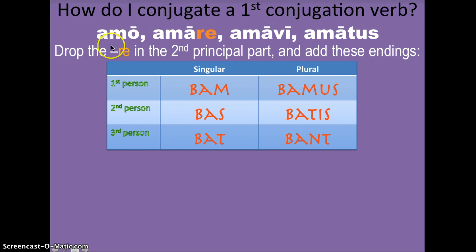Okay, so if you looked in a dictionary for the verb love, you would find these four principal parts: amo, amare, amavi, amatus. In order to conjugate in the imperfect tense, you will drop the re from this second principal part and add these endings: bam, bas, bat, bamus, batis, bant. Again, cutting off that re, you have that ama stem, and then you're going to add bam, bas, bat, bamus, batis, bant.